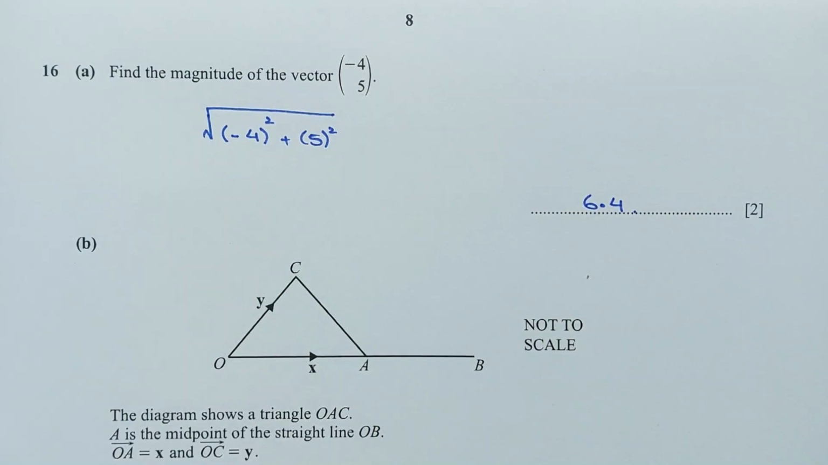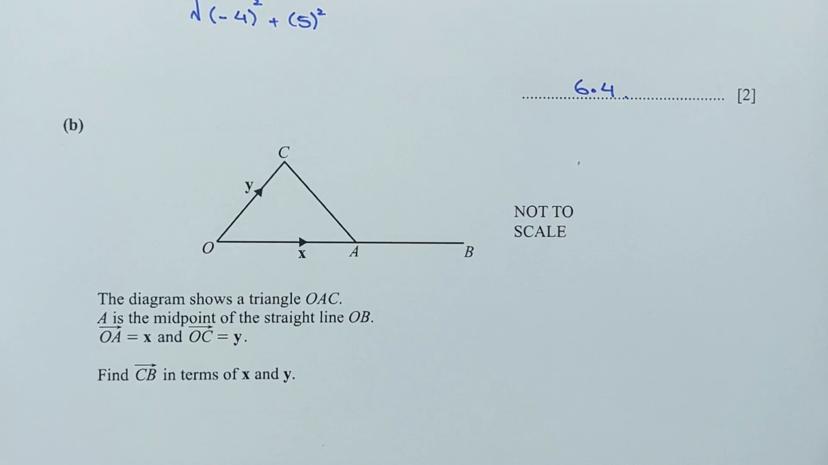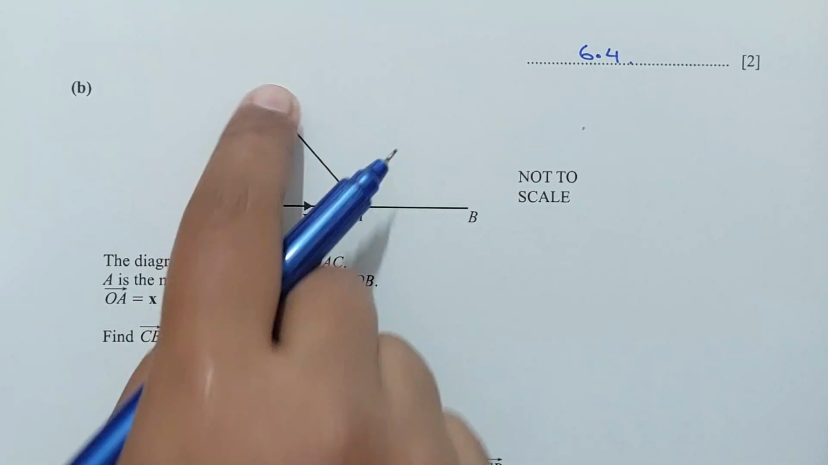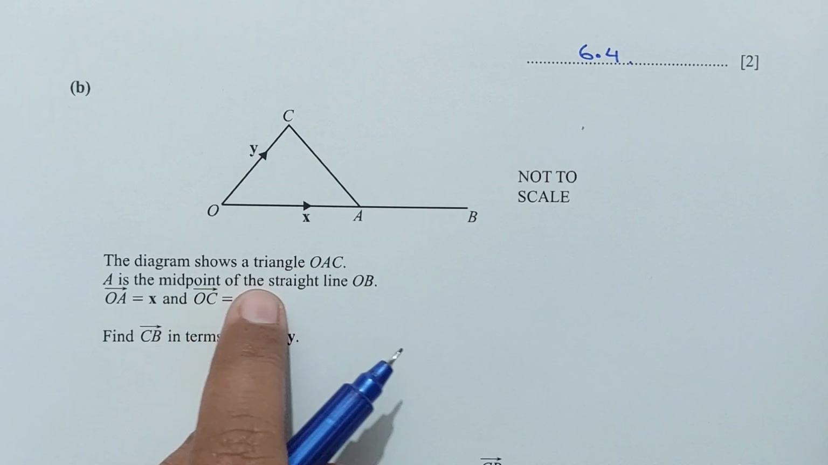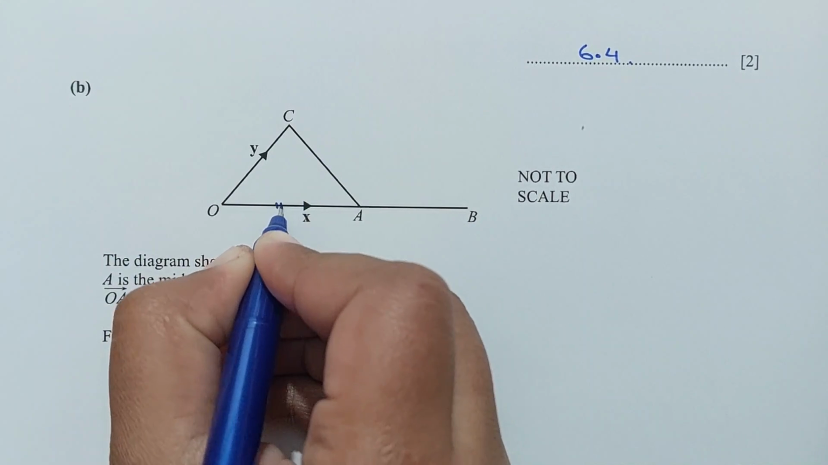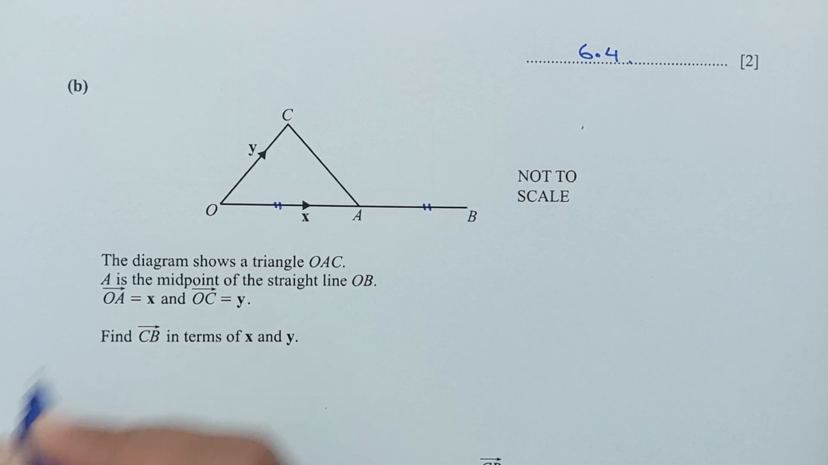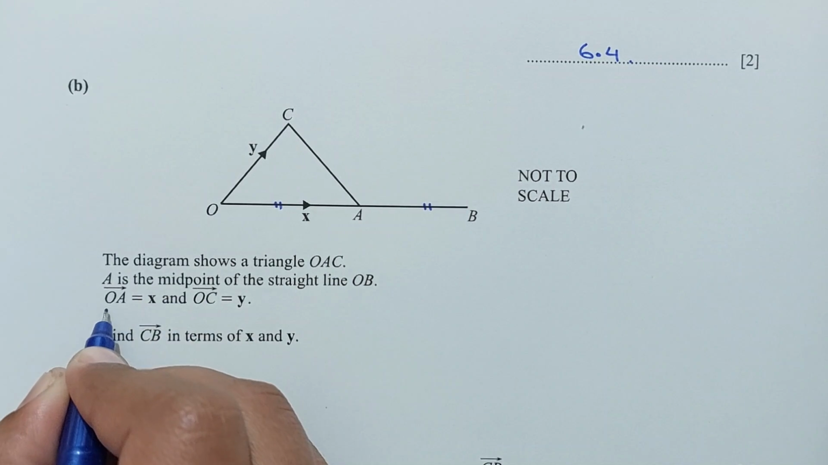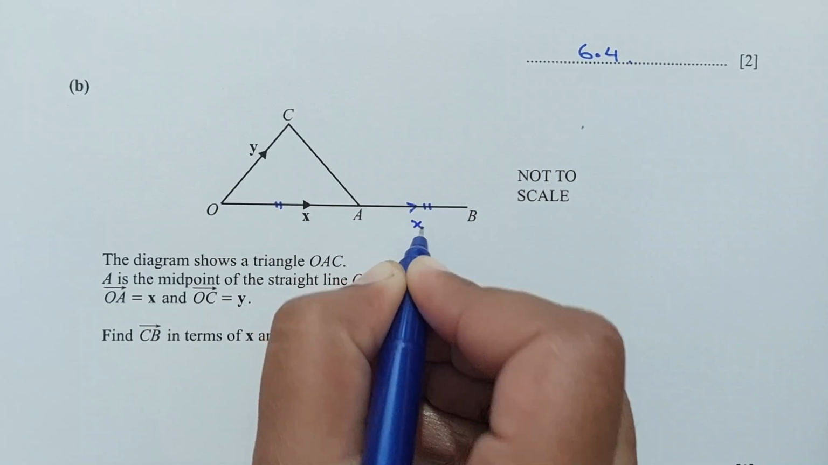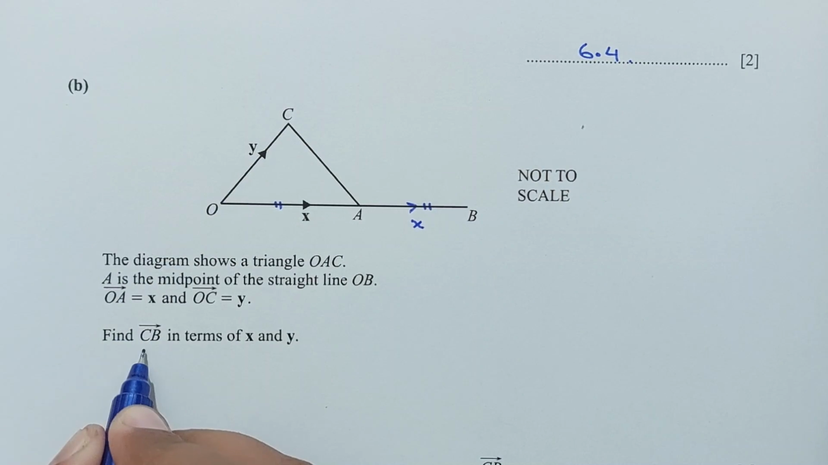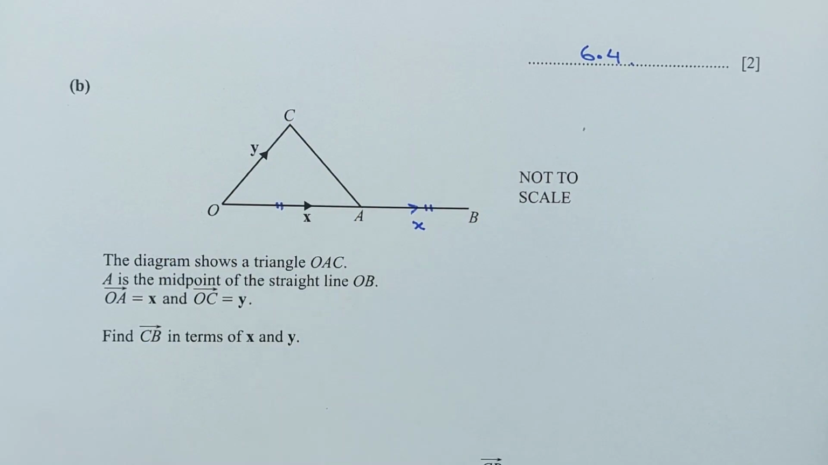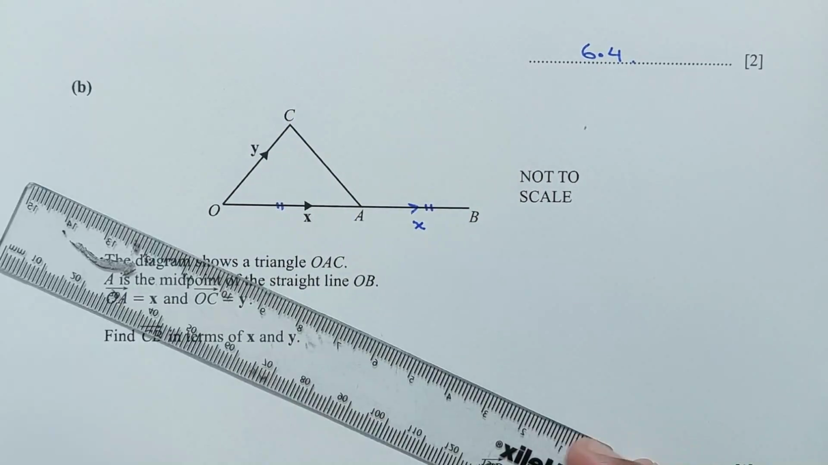6.4 is the magnitude. Now for part B, the diagram shows a triangle OAC. A is the midpoint of the line segment OB. So OA and AB are equal, right, because A is a midpoint. OA is X, so AB is also X. OC is Y. Find CB in terms of X and Y. C to B we have to find.